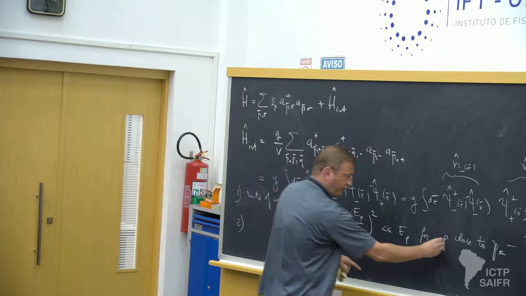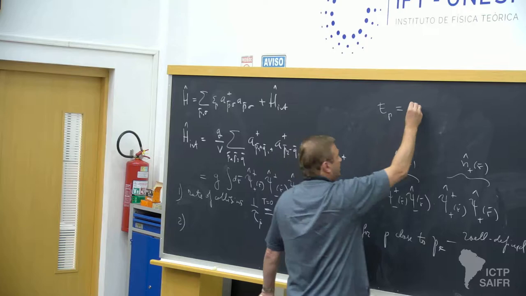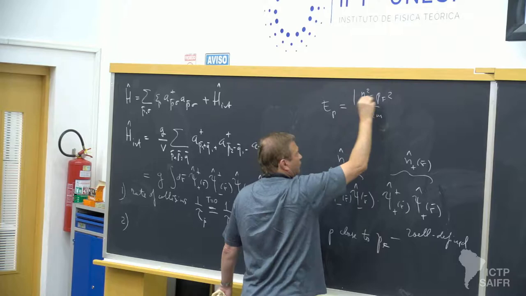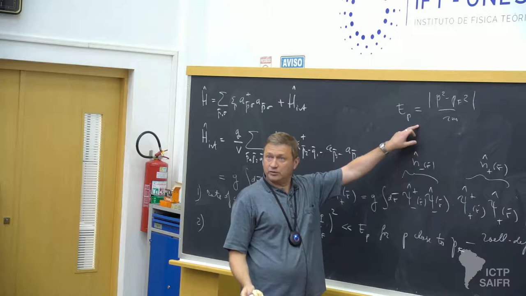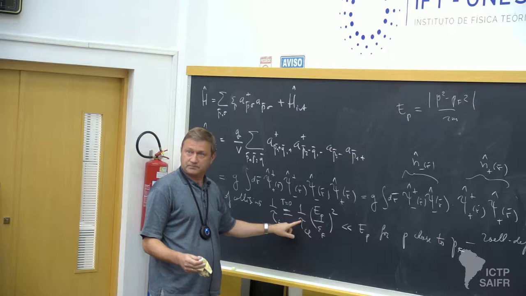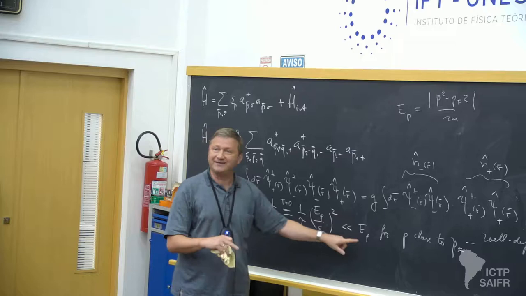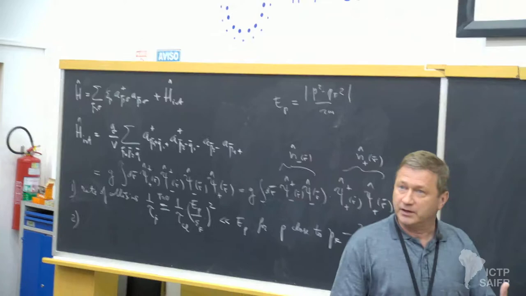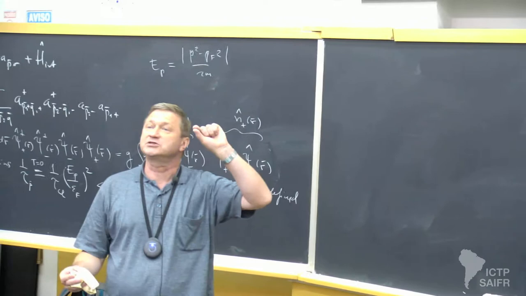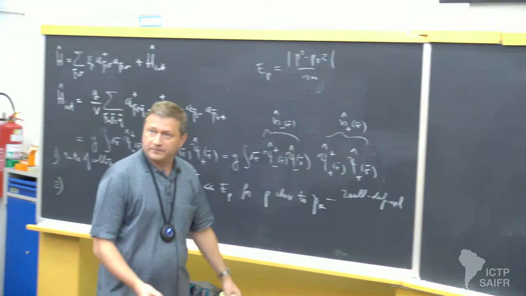For p closer to p_F, remember that epsilon_p was the modulus of p squared minus p_F squared over 2m. When p goes to p_F, epsilon_p goes to zero. We discussed that these are gapless excitations. But this 1 over tau, which gives you the lifetime, behaves like epsilon_p squared, so it goes to zero faster than epsilon_p. So when p approaches the Fermi surface, the real part, which determines all these oscillations, goes to zero much slower than the imaginary part. That's why they are well-defined excitations close to the Fermi surface.